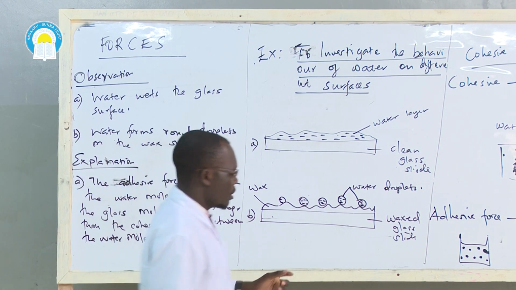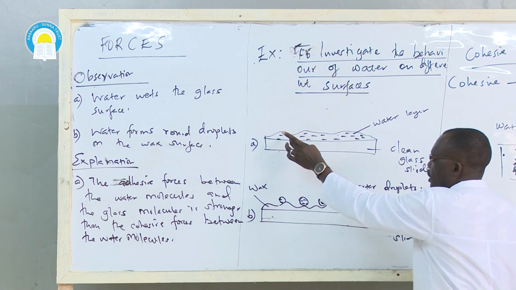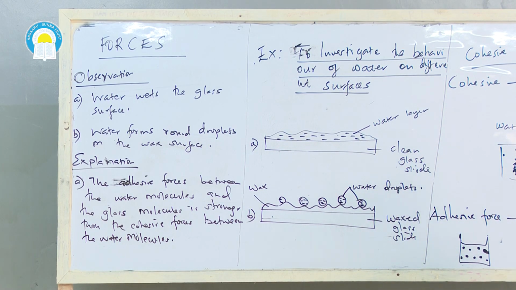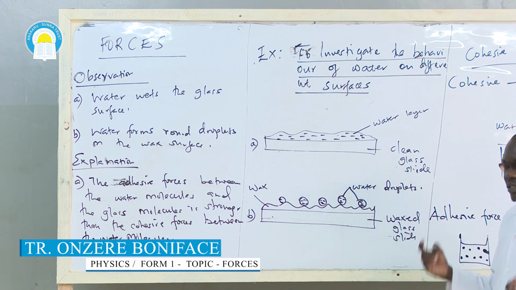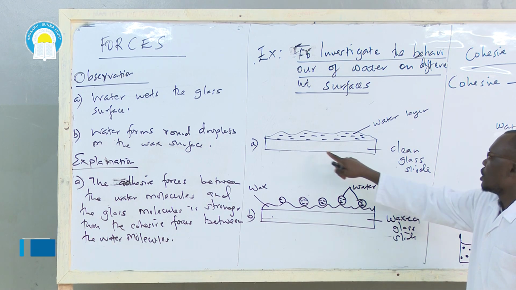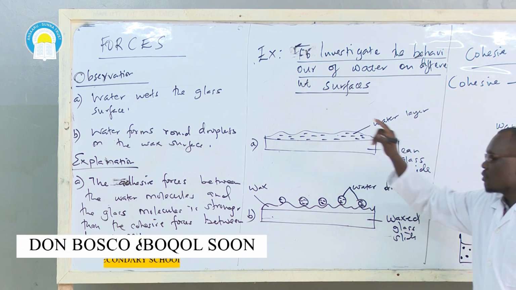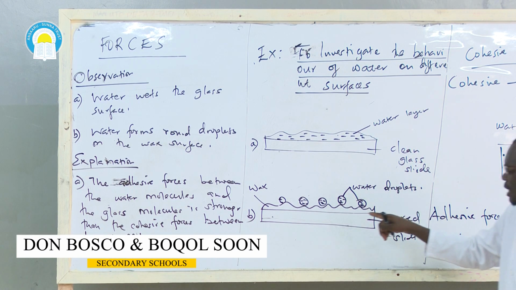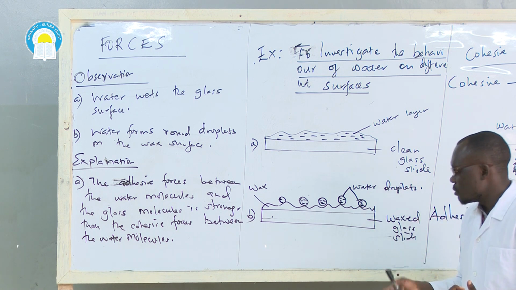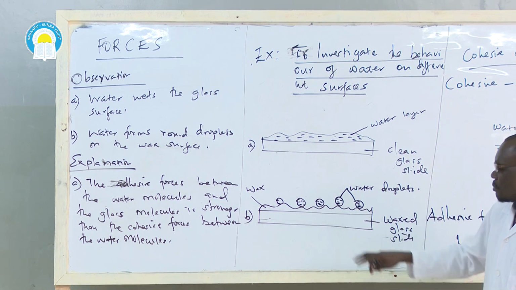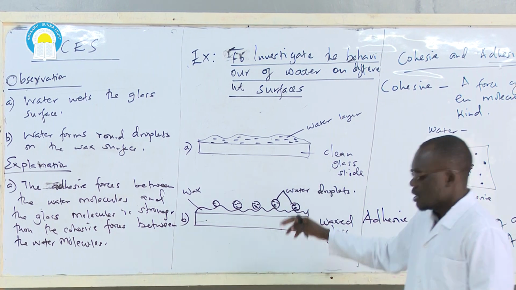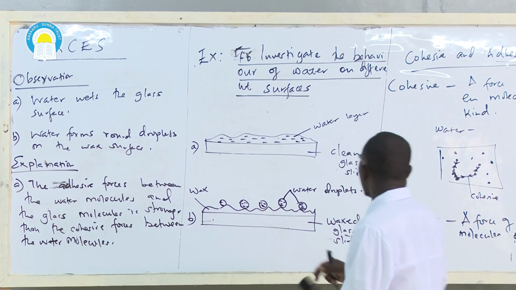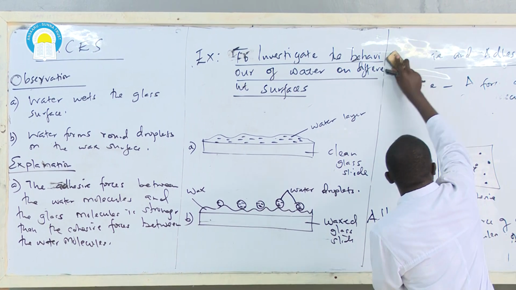That is an explanation, a reason as to why the water is able to wet the glass surface. Water wets a glass surface because of a stronger adhesive force than the cohesive force. The adhesive force is the force of attraction between the molecules of the glass and the molecules of the water. In B, there exists a weak adhesive force between the molecules of the wax and the molecules of water. Part B, our explanation to the observations we made in part B.